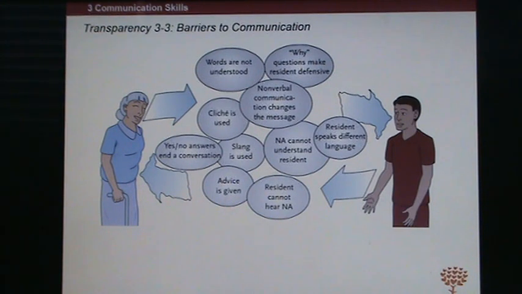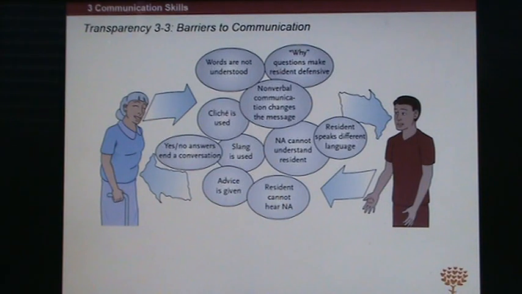Slangs. Every city, every culture, every country has its own slangs. The slangs you have from Cameroon or Ghana or Nigeria, they don't have those slangs here. Don't use slangs.